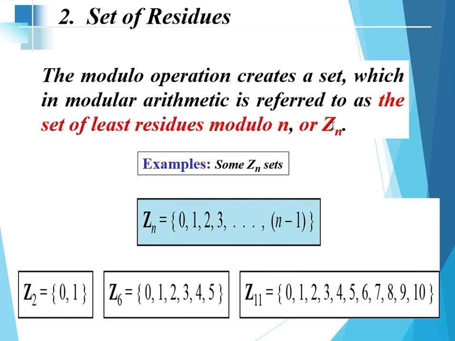We have infinite instances of the set of residues Zn, one for each value of n. The set Zn has three instances here: Z2, Z6 and Z11, which are mentioned in the example. For Z2, the values are 0 and 1. For Z6, the values are 0 to 5. For Z11, the values are 0 to 10. Right, this is the set of residues.